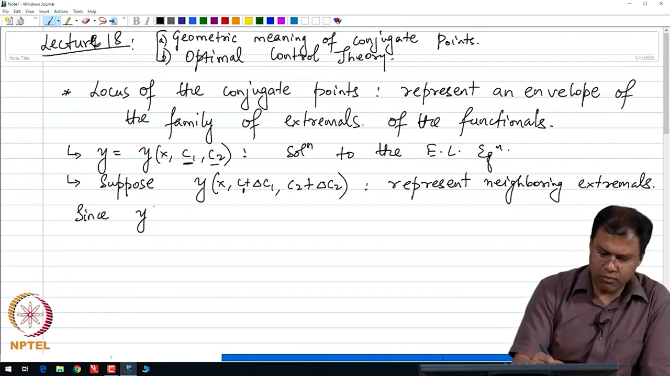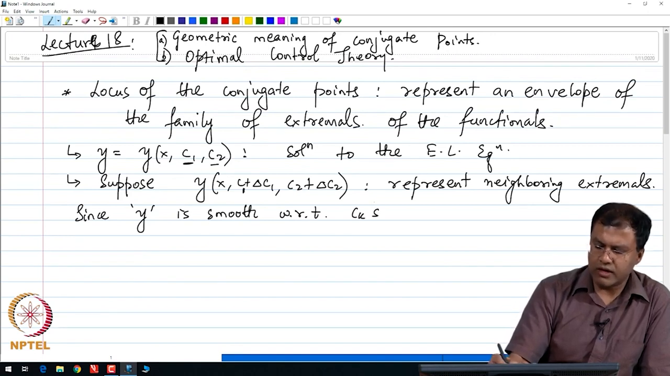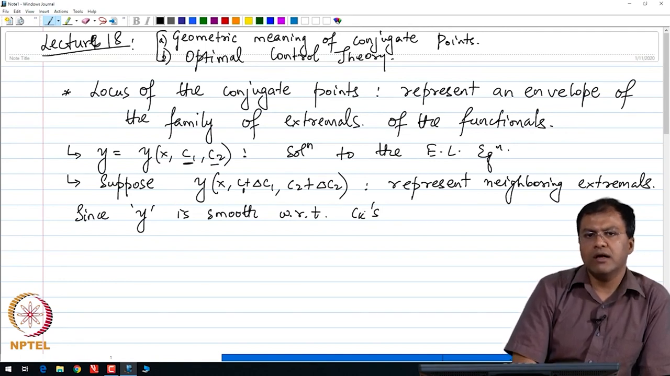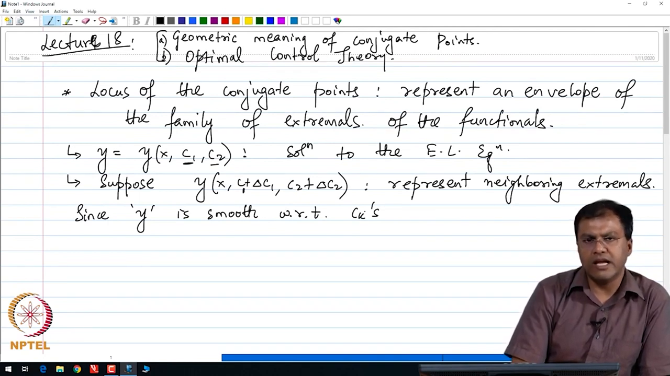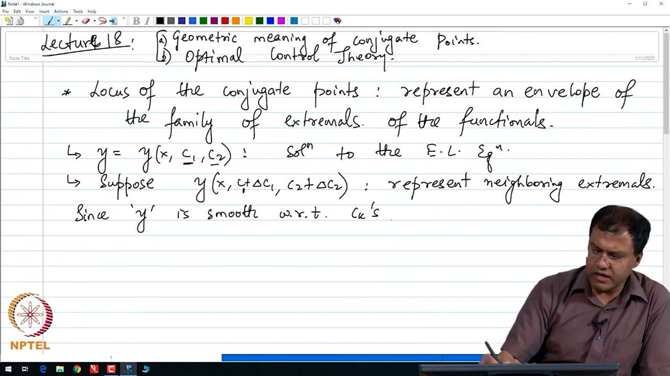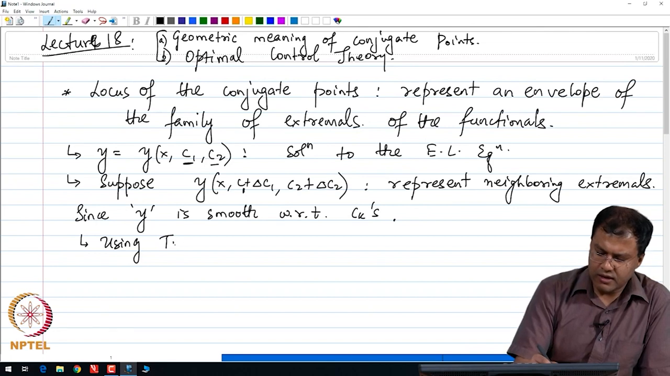So since y is smooth with respect to the c's, what I mean to say is, when we change these constants, we are going to continue to get a family of extremals, and the change in the family of extremals due to these changes in the constants will be continuously differentiable, or smooth. Okay, so then using Taylor series we can derive certain conclusions.